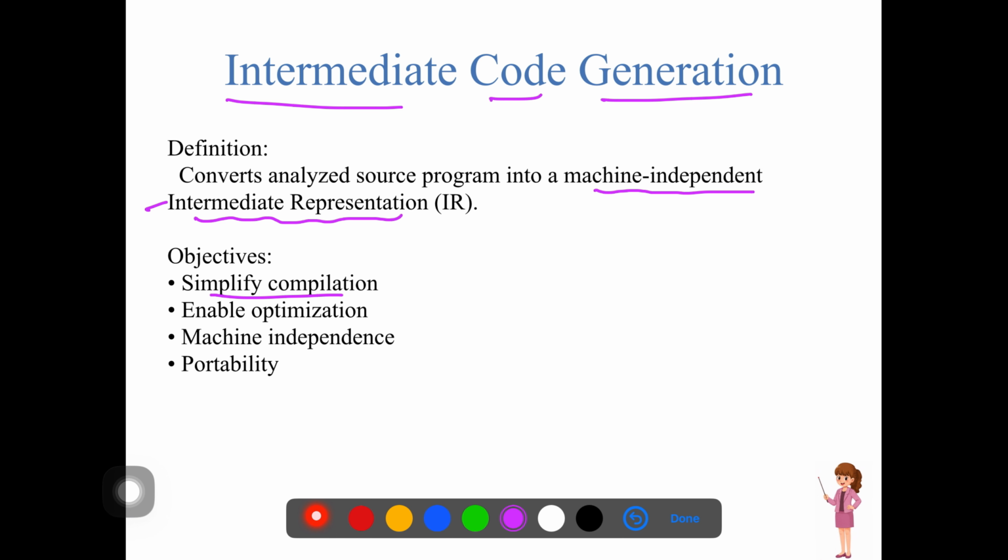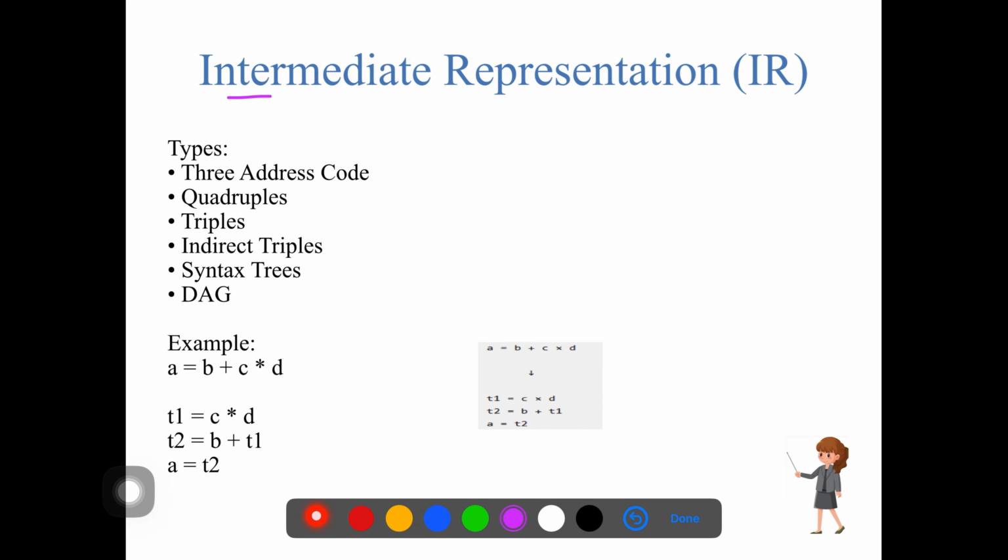Simplifies compilation. The intermediate code makes the compilation process easier. Machine independence. The same intermediate code can work for different computer architectures. Enables optimization. The optimization algorithms work on intermediate code. Portability. The compiler can generate the code for multiple machines. Let's go into the next representation.